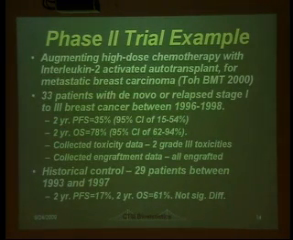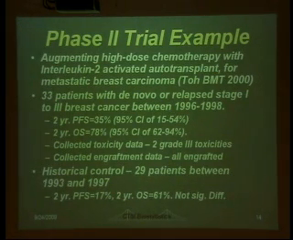Here's an example of a phase 2 trial, again in this transplant setting that I mentioned I have some experience in. Here you're augmenting a high-dose chemotherapy regimen with an IL-2 activated autotransplant for patients with metastatic breast carcinoma. And so the phase 2 trial involved 33 patients with de novo or relapsed stage 1 to 3 breast cancer between 1996 and 1998. Their 2-year progression-free survival was 35%, the 95% confidence interval from 15 to 54%. The overall survival at 2 years was 78%, again with a 95% confidence interval from 62 to 94%.